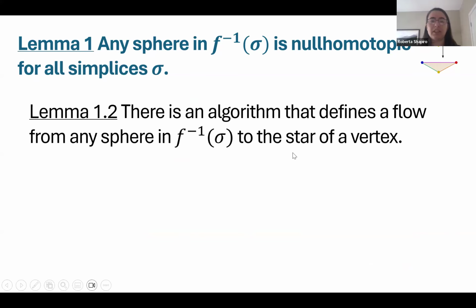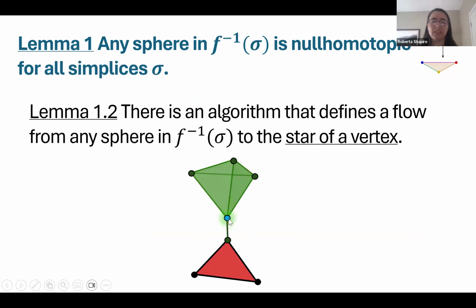Then to look at an algorithm that flows us to the star of a vertex, what's a star of a vertex? You look at a vertex and its neighborhood and the subcomplex induced by that, which is contractible. So it's enough to show that you live in a star of a vertex because you can use the contraction of the star to get a contraction of your sphere. And moreover, you're in the star of a vertex if you're disjoint from a particular curve. So we want to be disjoint from a curve.